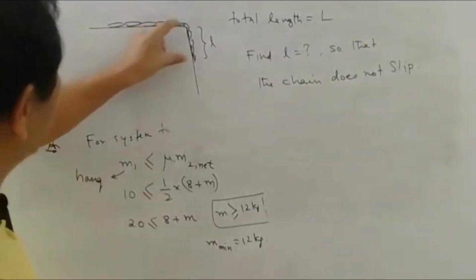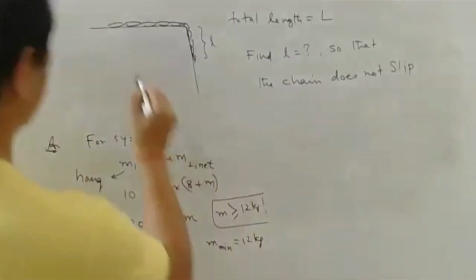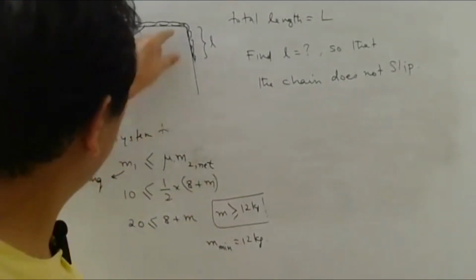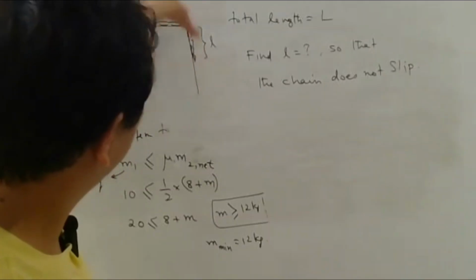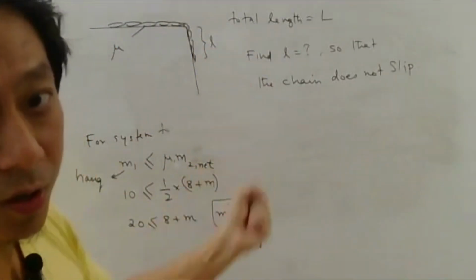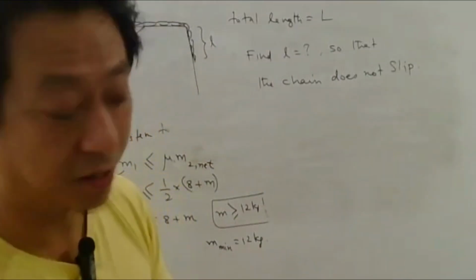So if you keep increasing this l, I hope you know that even if there is friction here, it can still slip if you keep increasing this length here, because the mg pulling down will become more and more. So the static friction here will not be able to keep the system at rest.